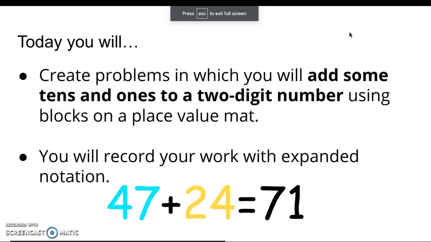Hello, mathematicians. Today you will create problems in which you will add some tens and ones to a two-digit number using blocks on a place value map. You will also record your work with expanded notation.